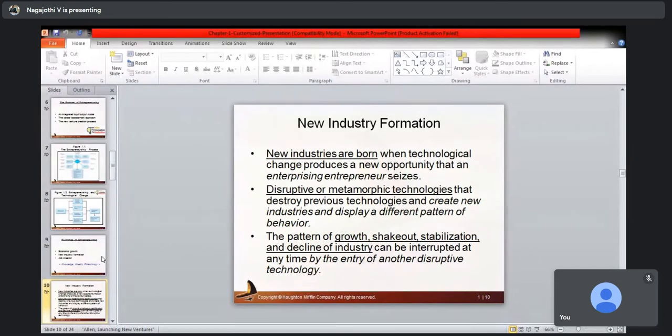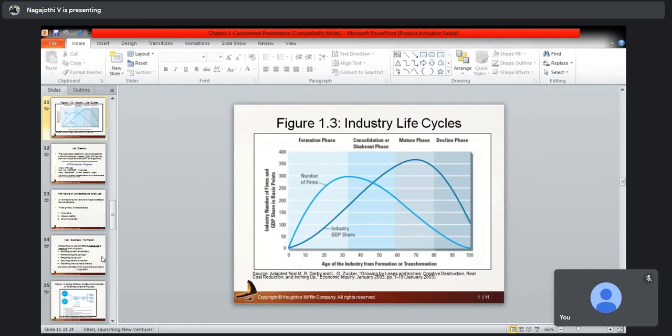Then new industry formation. New industries are born when technological change produces new opportunity that an enterprising entrepreneur seizes. Then disruptive or metamorphic technologies destroy previous technologies, create new industries and display a different pattern of behavior. The pattern of growth, shakeout, stabilization, and decline of an industry can be interrupted at any time by the entry of another disruptive technology. This is the industry life cycle.